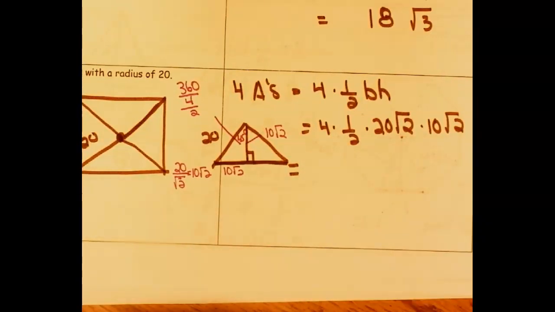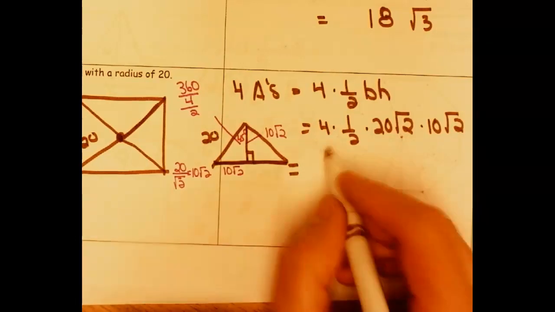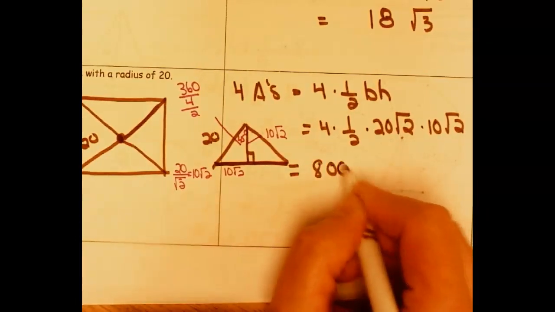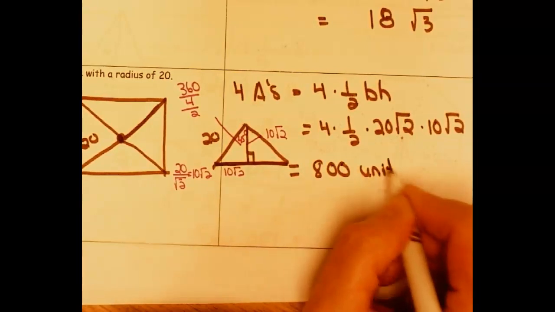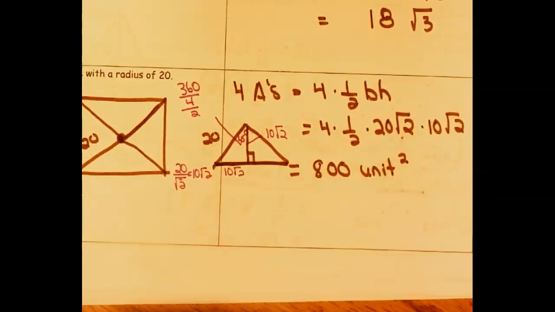So we've got 4 times 1/2 times 20 radical 2 times a 10 radical 2. And looks like I goofed on mine. And we end up with 800 units squared. And just double checking my answer.